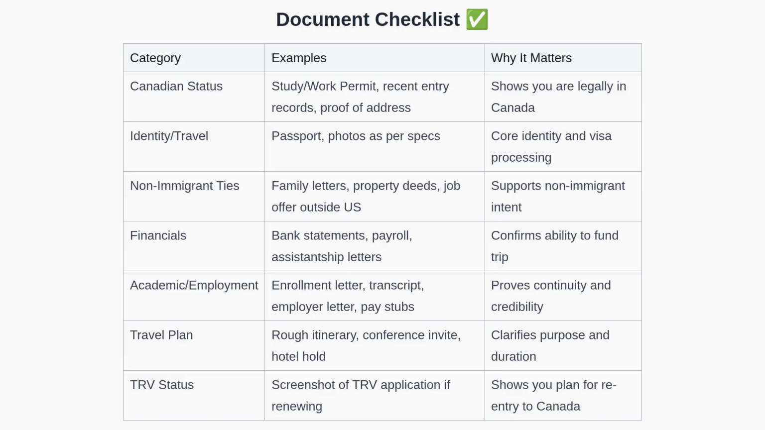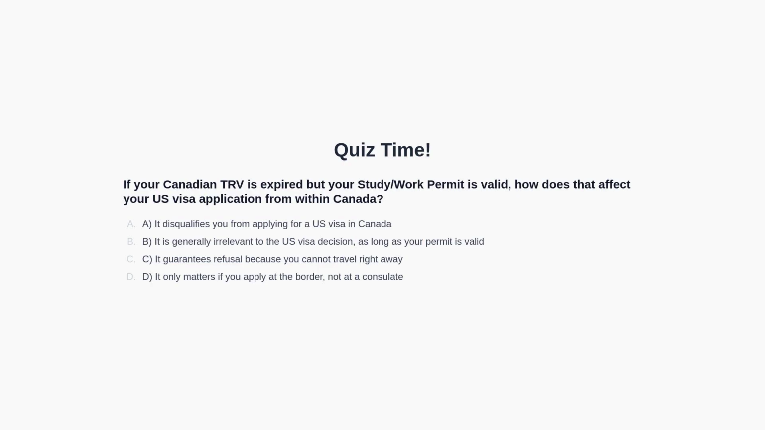Then, compile evidence of ties outside the United States, such as family letters, property deeds, or job prospects. Include financial documents to show you can fund the trip. Add academic or employment documents to prove continuity and credibility. A simple travel plan or conference invitation helps clarify purpose and duration. Finally, if your TRV is expired, include proof you have applied for renewal to demonstrate your plan for re-entry to Canada after travel.